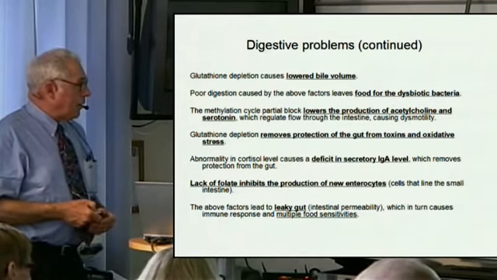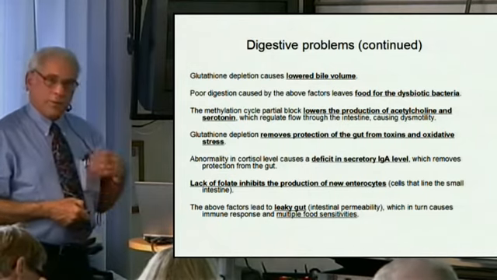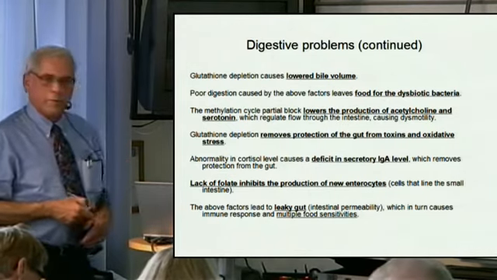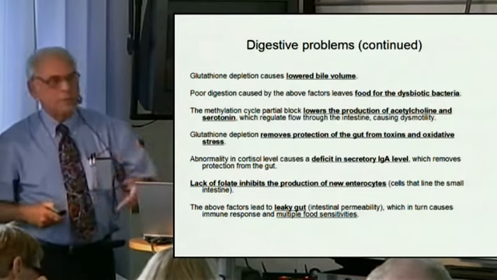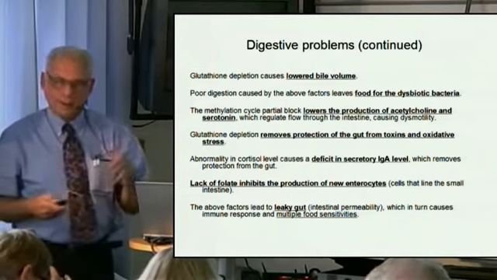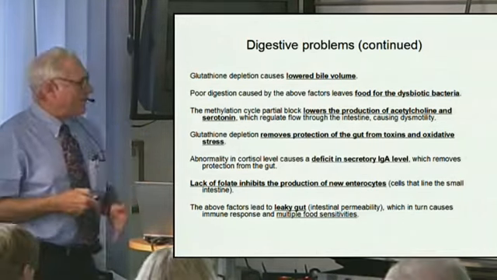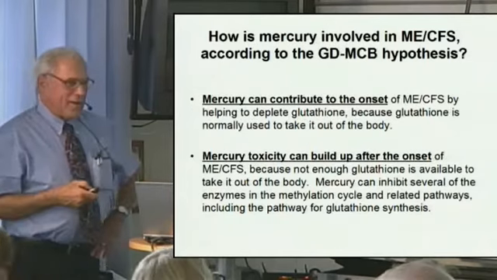Well, anyway, leaky gut, and then that lets proteins into the blood, and the immune system responds to that, and now you have multiple food sensitivities, and the immune system is constantly activated trying to take care of these guys that have leaked in. Okay, so you can see what a terrible situation it is. Mercury, okay, mercury.